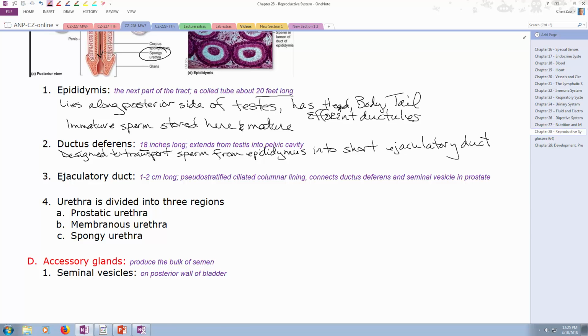The ductus deferens is a palpable structure, and that's why vasectomies can be done as an outpatient surgery, because you can actually feel the ductus deferens through the scrotum. You can feel the spermatic cord, and you can actually figure out by palpation or feel which one is actually the ductus deferens, because it has structure to it.